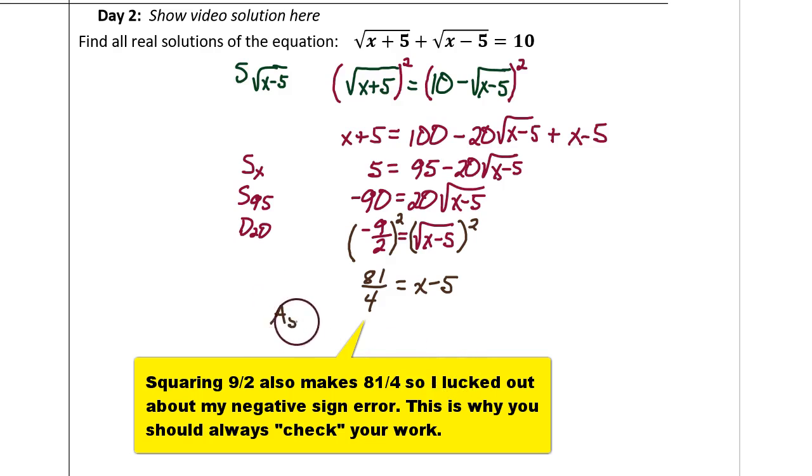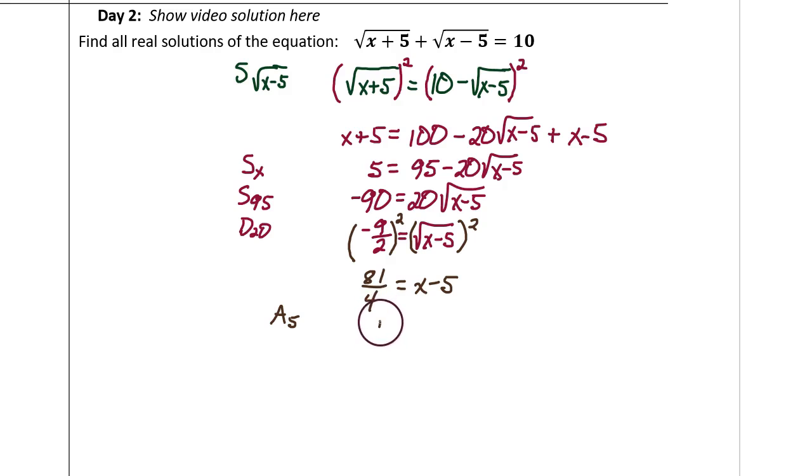Now we can add 5 to both sides to get the letter x alone. The whole number 5 is the same thing as 20 over 4. So 81 plus 20 is 101 over 4. And that's equal to x.